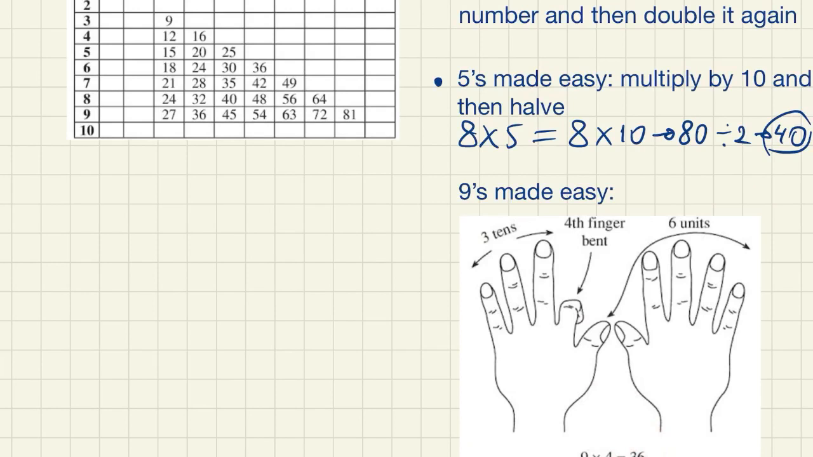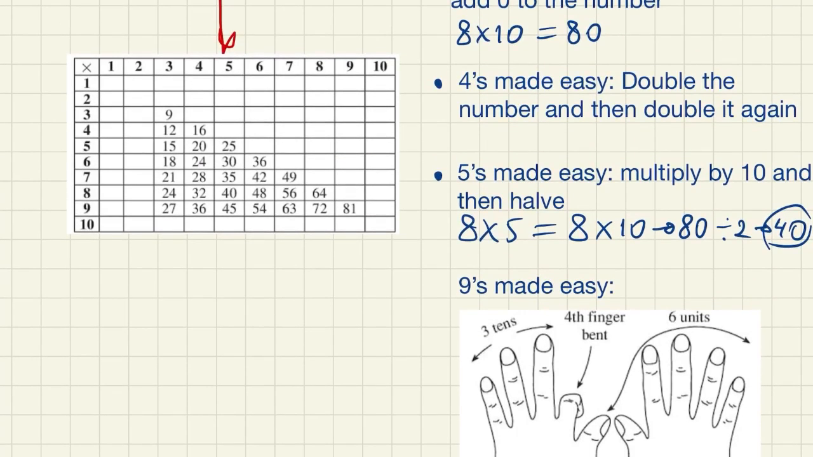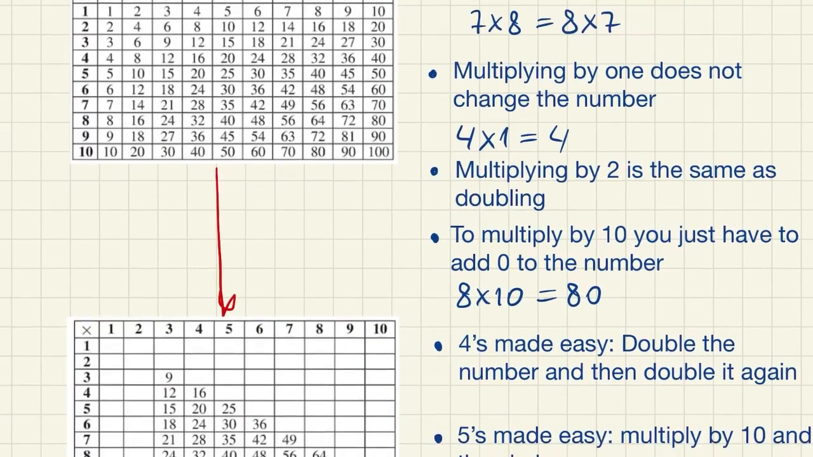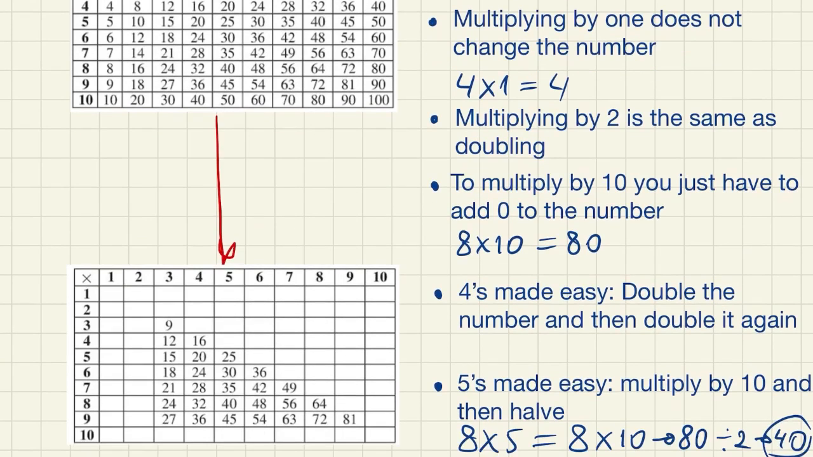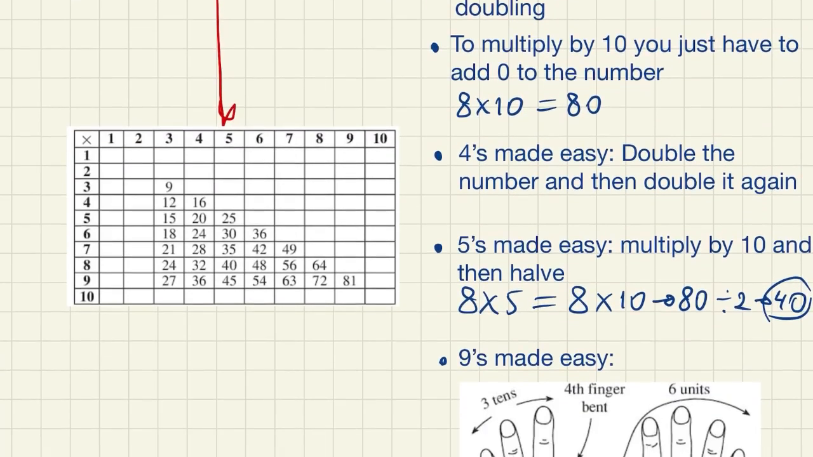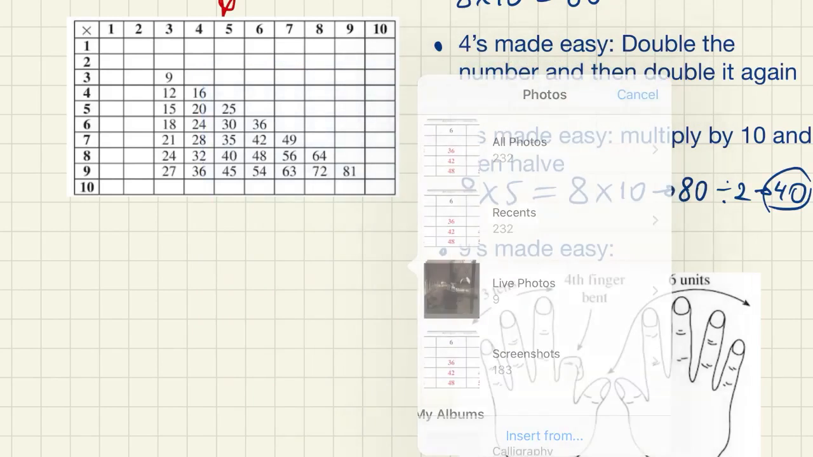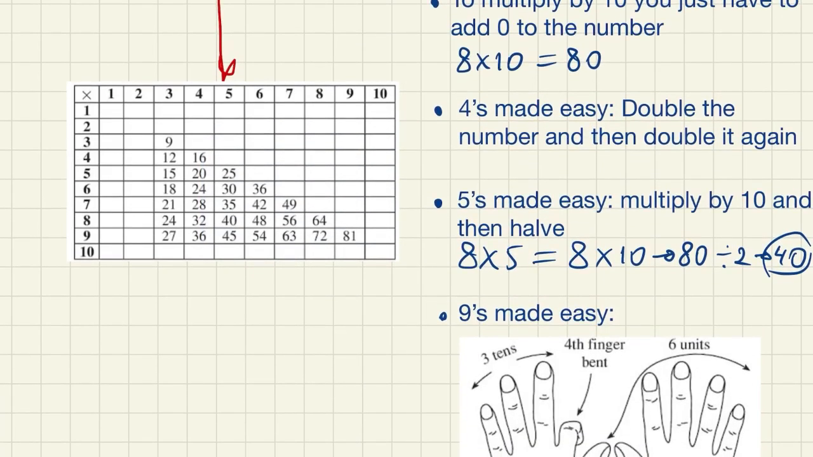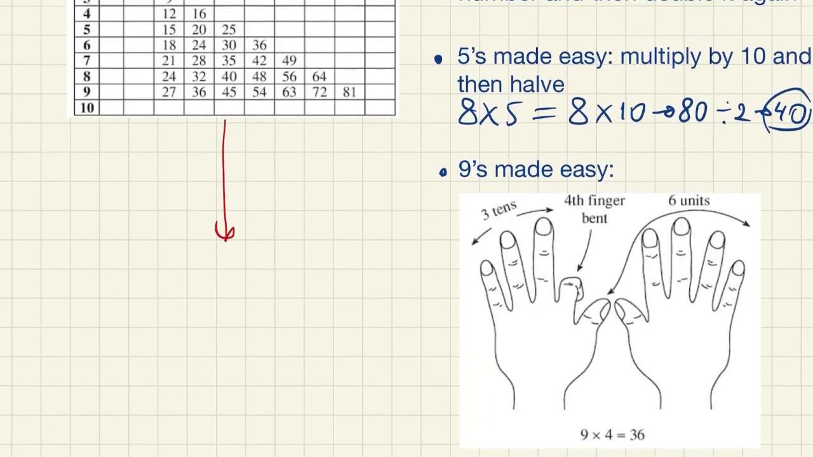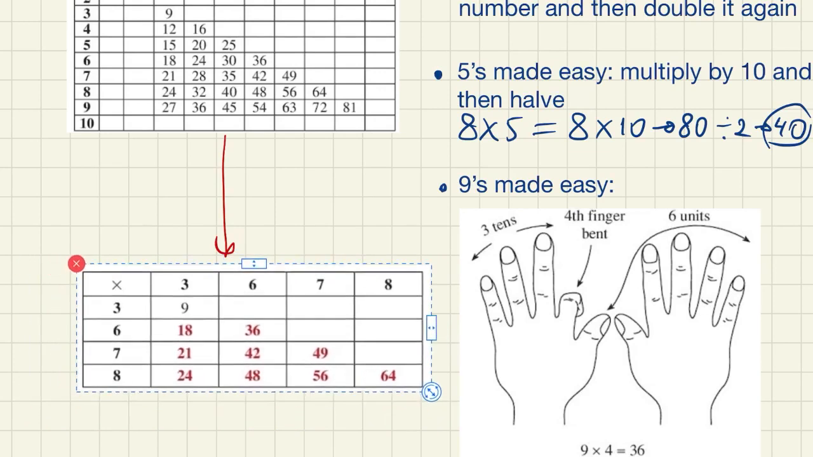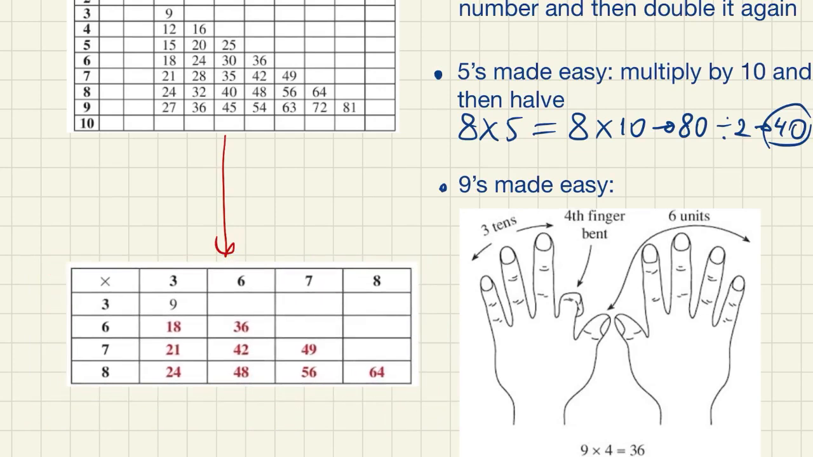So all these facts: order doesn't matter, multiplying by 1 doesn't change the number, multiplying by 2 is doubling, multiplying by 10 is just adding 0, 4s made easy, 5s made easy, 9s made easy. We can actually make this table even smaller. We can make it really small, like this. And that's the final form. This is all the numbers that you actually have to remember with multiplying.